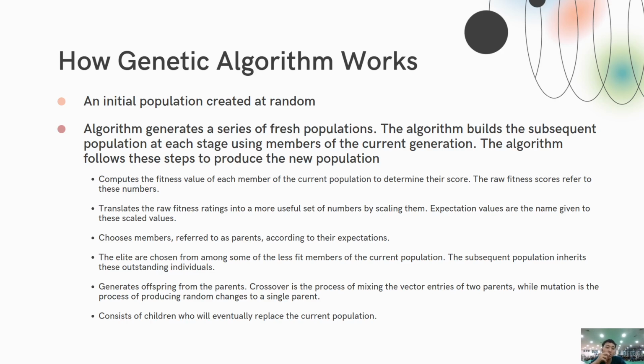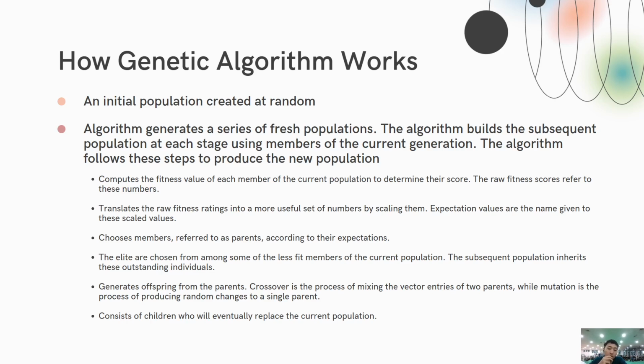there are a few steps. The first one is compute the fitness value of each member of the current population to determine the score. The raw fitness score refers to these numbers. Next is translate the raw fitness ratings into a more useful set of numbers by scaling them. Expectation values are the name given to the scaled values. Next is choose members, referred to as parents, according to their expectation. The elite are chosen from among the fitter members of the current population. The subsequent population inherits these outstanding individuals.